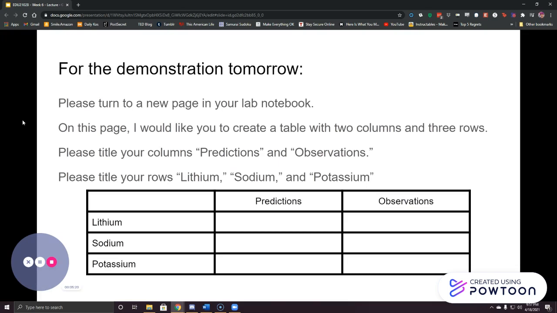For tomorrow's demonstration, please turn to a new page in your lab notebook. And on this page, I would like you to create a table with 2 columns and 3 rows. Please title your columns Predictions and Observations, and title your rows Lithium, Sodium, and Potassium. You can refer to the table below to see what I would like. And this table can take up the entire space of an entire page.